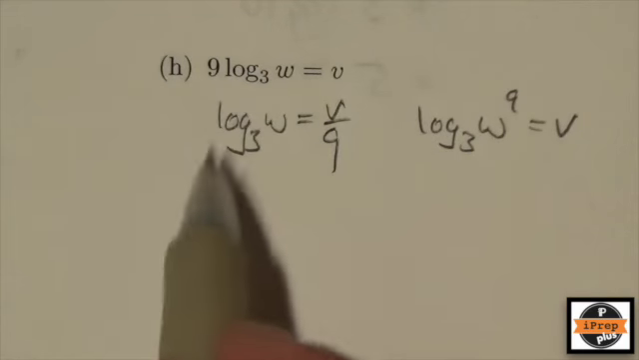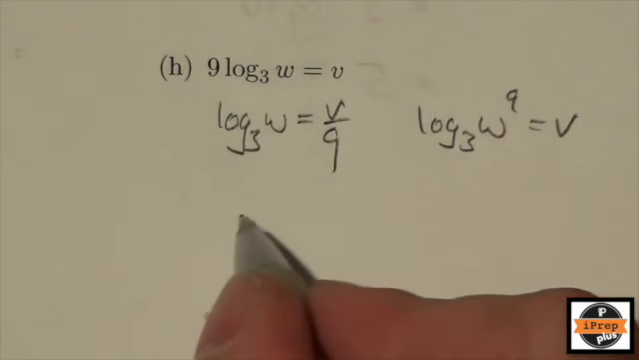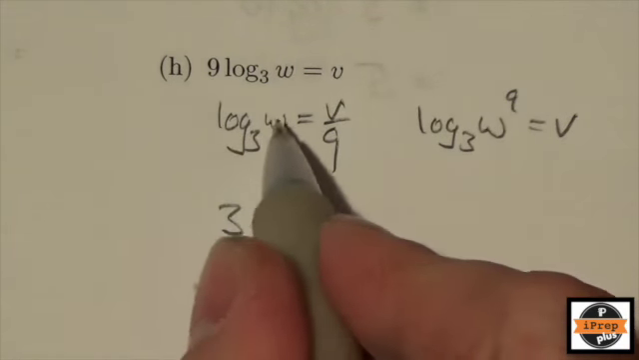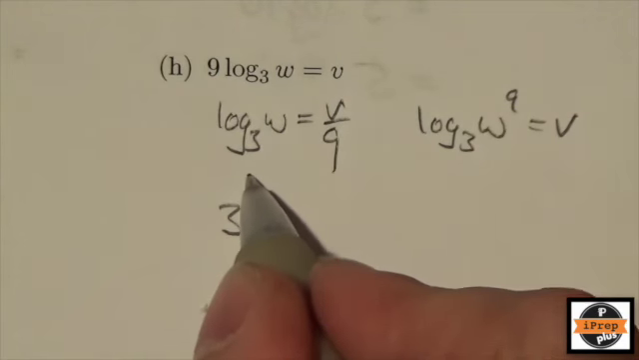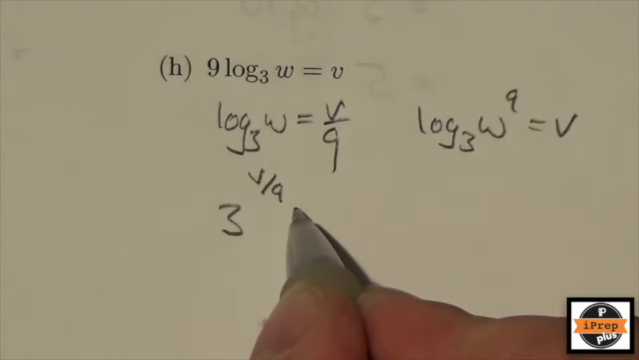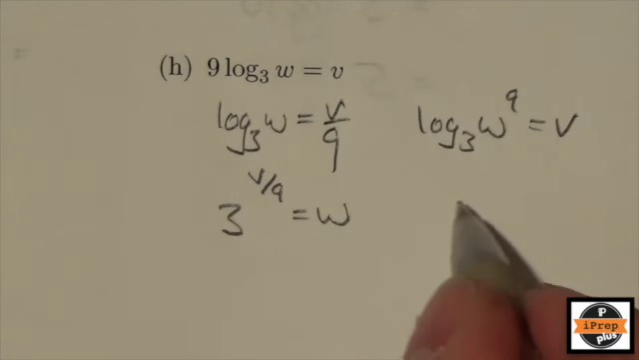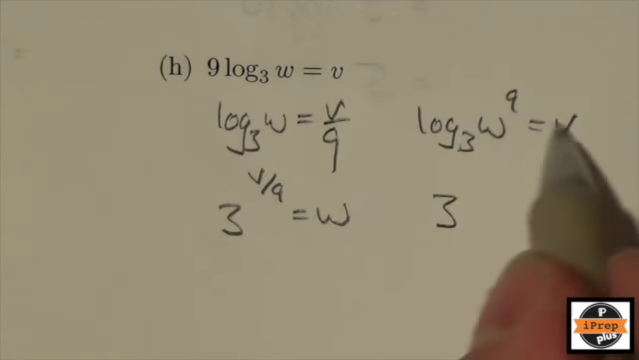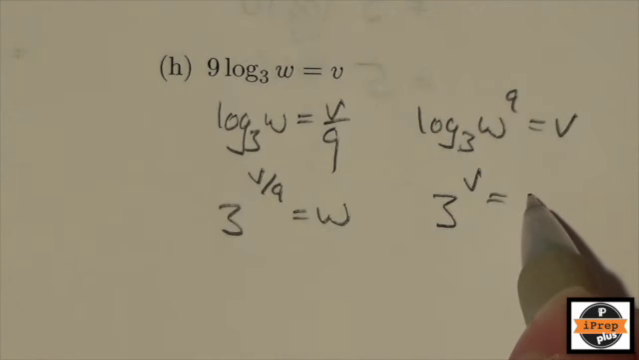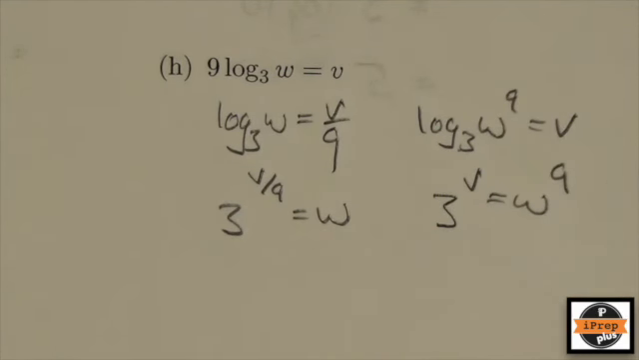So now the logarithm is isolated. The base of the logarithm is the base of the exponential power, and a logarithm is an exponent, so this will be 3 to the v over 9 is equal to w. Or over here, the base of the logarithm is the same, so 3 to the v is equal to w to the 9. Either one of those is good.